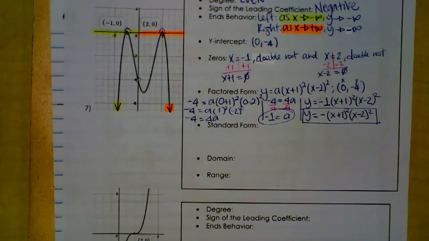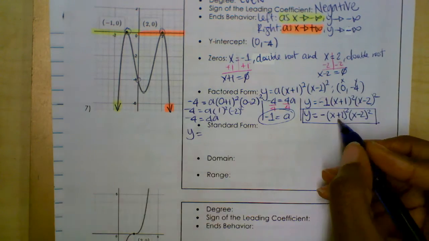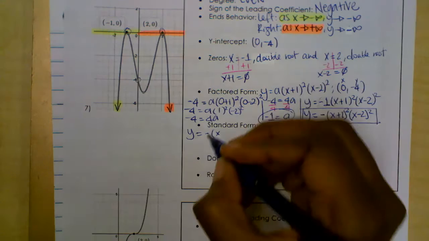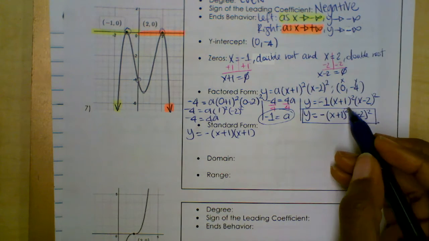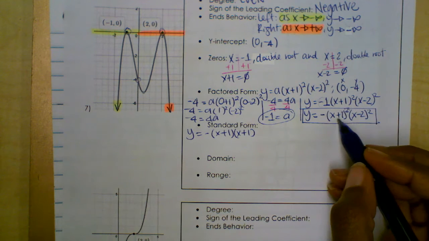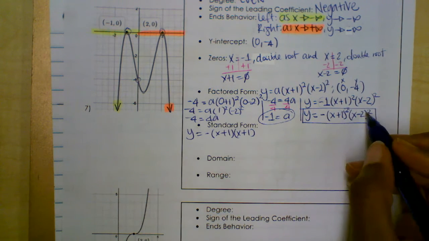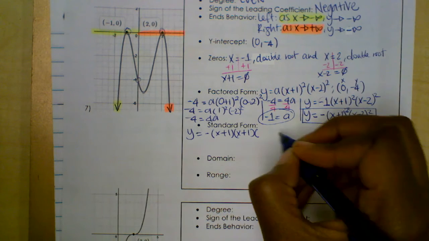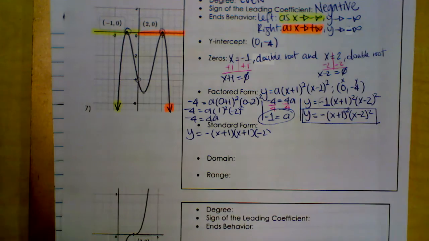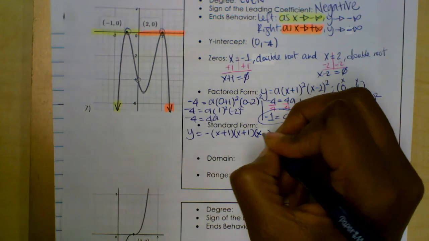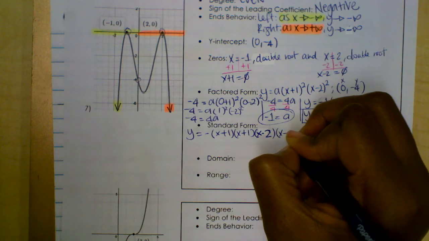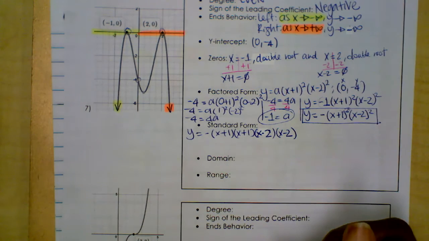Okay, so for the standard form, I'm going to expand the factor form. It's going to be x plus 1 times x plus 1, right? Because the exponent of 2 tells us how many times the base needs to be multiplied by itself. And then the second one is x minus 2 squared. It's going to be x minus 2 times x minus 2. Then you're going to multiply.